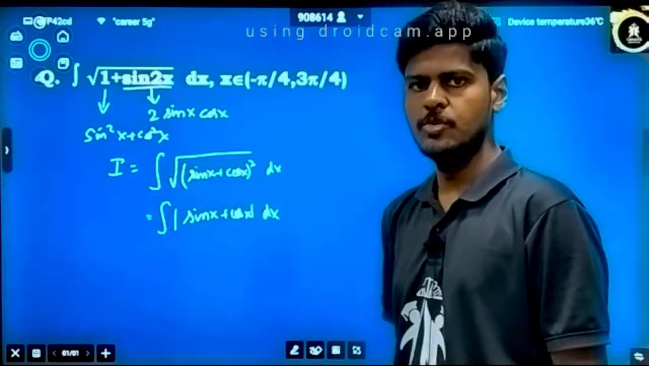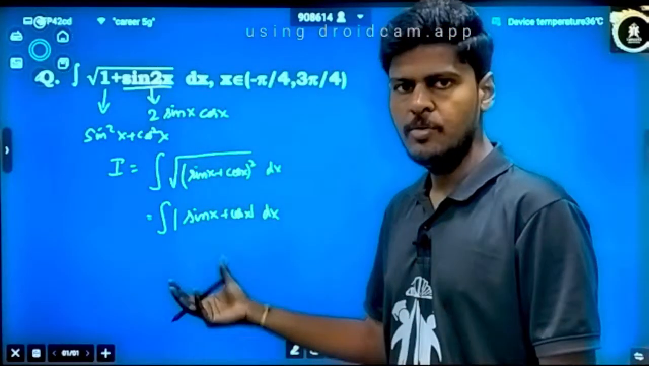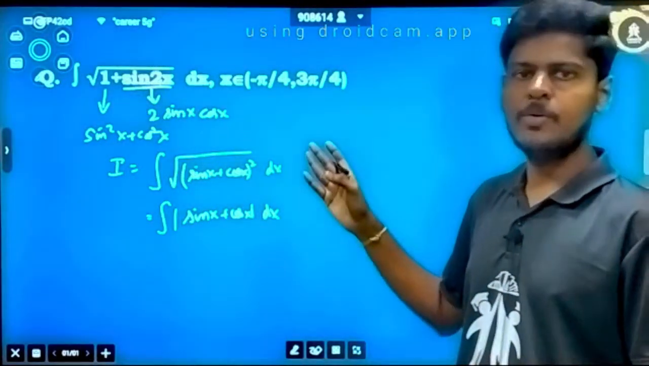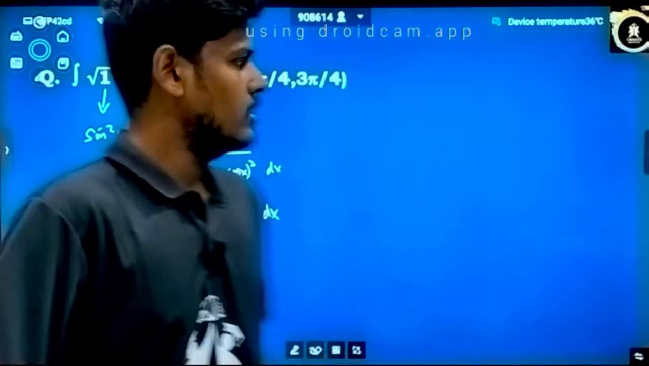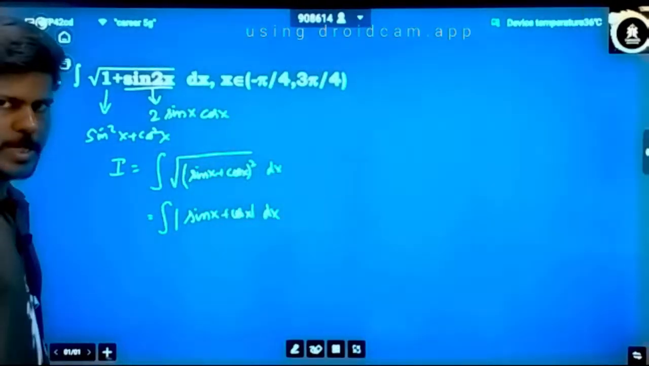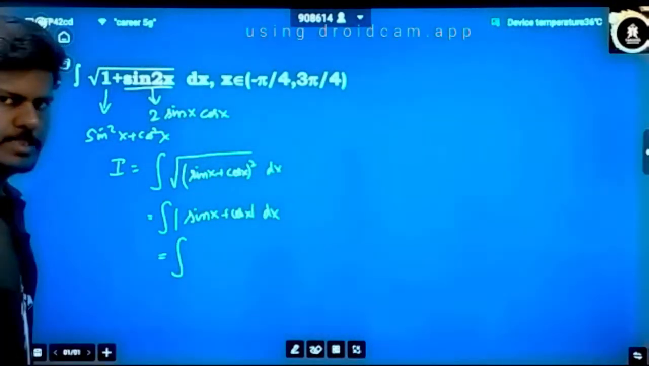Now when we add these two, will the result be positive or not? If it were negative, at what point would it change its sign? If it becomes 0, we have to understand that. By the graph we can see that this curve is always positive. So what can we do? This mod of x will be x itself.